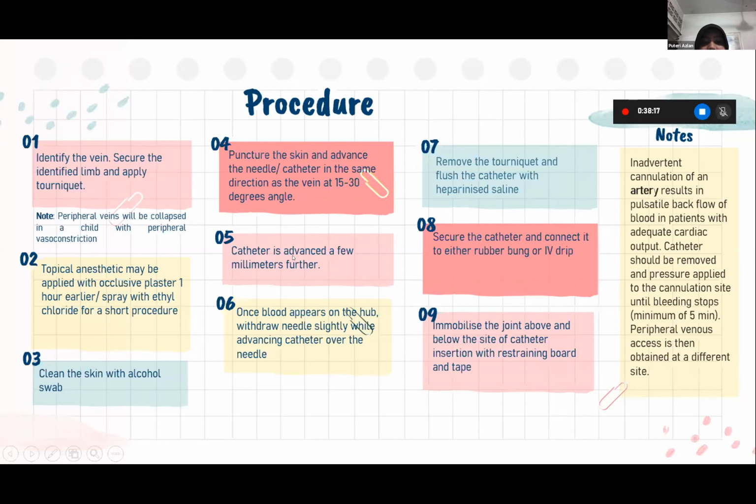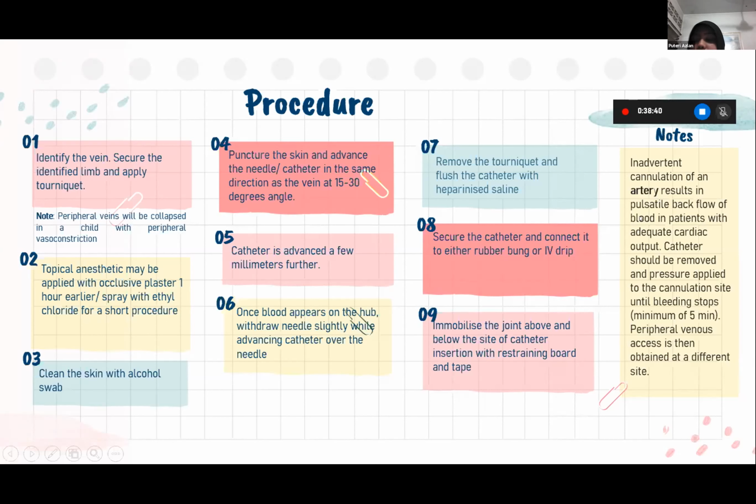Then the catheter is advanced a few millimeters further, and once blood appears on the hub, we withdraw the needle slightly while advancing the catheter over the needle. After that, we remove the tourniquet and flush the catheter with heparinized saline. Secure the catheter and connect it to either a rubber band or an IV drip. And lastly, immobilize the joint above and below the site of catheter insertion with a restraining board and tape.